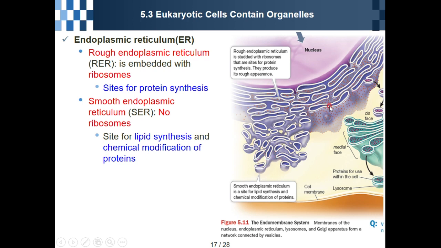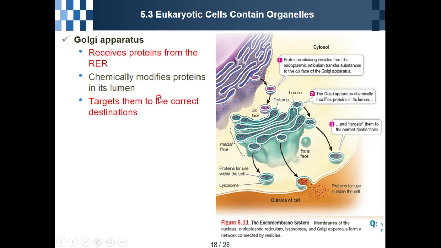Especially the rough ER, RER, is a site for protein synthesis because it is embedded with ribosomes. In the case of the smooth endoplasmic reticulum, this is a site for lipid synthesis, and another chemical modification of protein happens. So the most important part of the endoplasmic reticulum is the rough endoplasmic reticulum because this is a site for protein synthesis. Next, so this is RER.